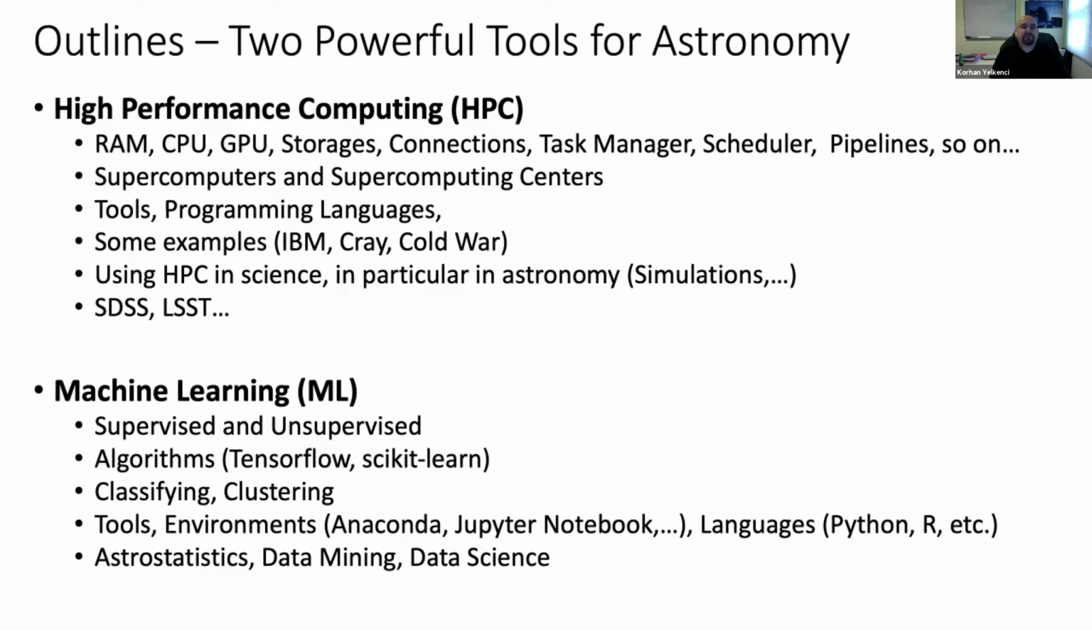And we have some examples in the real world. I can give some of them. In science, why are we using HPC, in particular in astronomy? For simulations, data imaging, data storage, and so on. And there are two very important examples for us. One is SDSS, and another one in the future, still going on, is the LSST project.